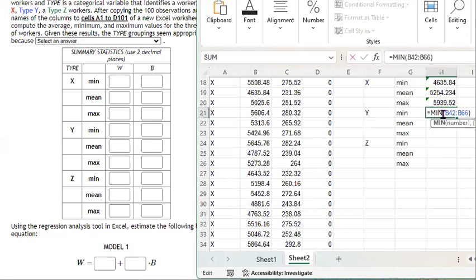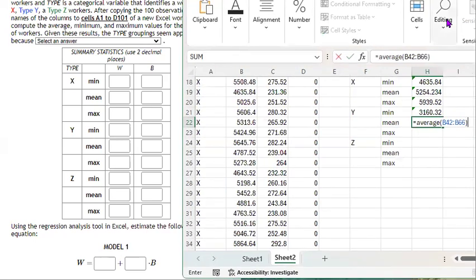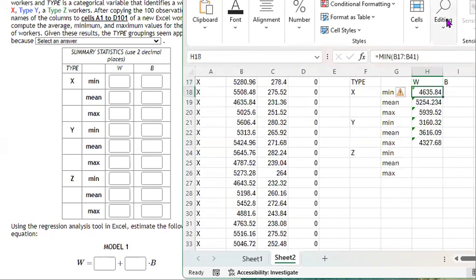So I'm going to copy these cells, right? I'm going to copy that. I'm going to use it in my average, right? I'm going to use it in my max. So look at my minimum wage. The lowest wage that a type X worker has is 4,600. The maximum monthly wage is almost 6,000. For a type Y worker, we're looking at a minimum of 3,160 and a maximum of 4,327, right?